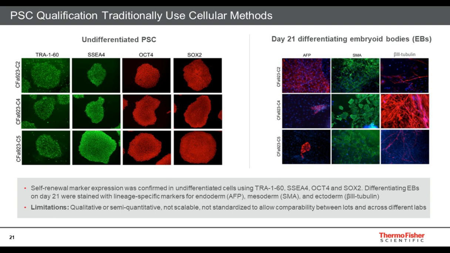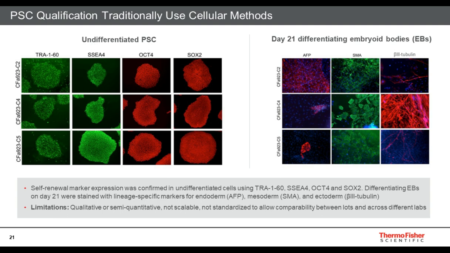So traditionally in the PSC space, you have qualitative antibody methods that we utilize to show that they're undifferentiated and that they can be differentiated. However, I get a lot of scientists telling me it takes a long time, it's painful. I also have some people that don't really trust the antibody because sometimes there's autofluorescence, stuff like this. So there's a lot of need for an actual quantitative way to show that A, they're undifferentiated PSCs, and B, that they have the ability to differentiate.